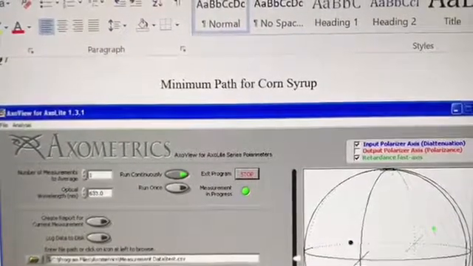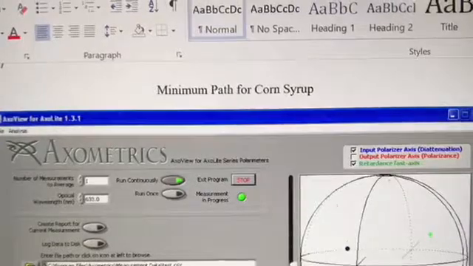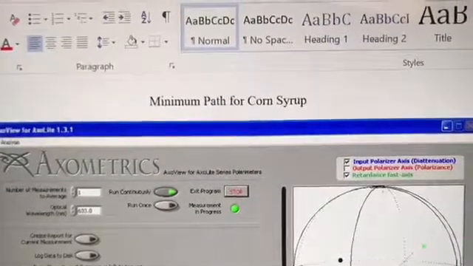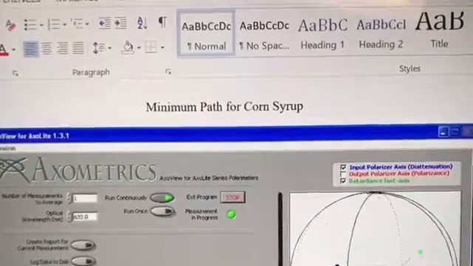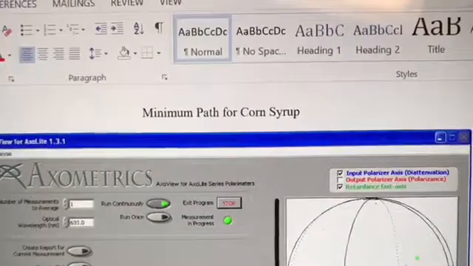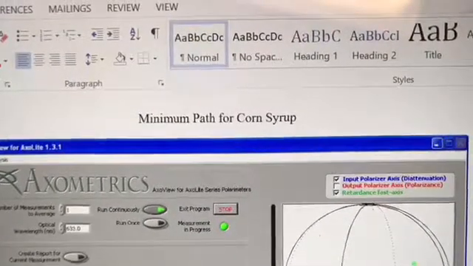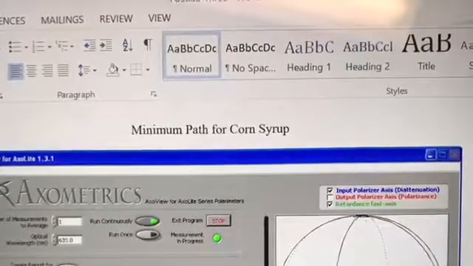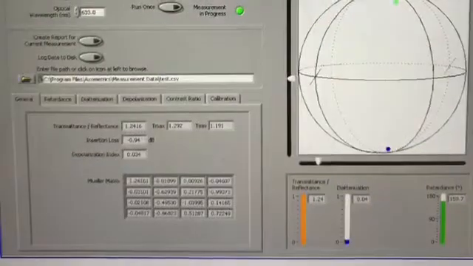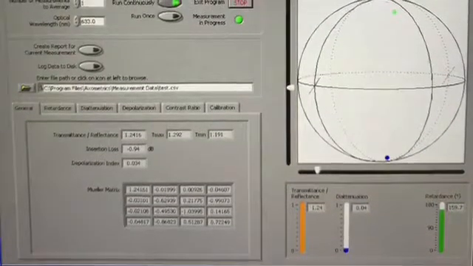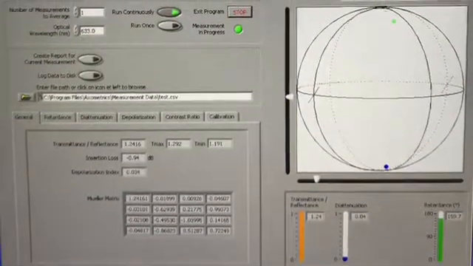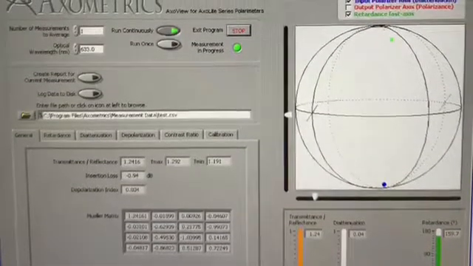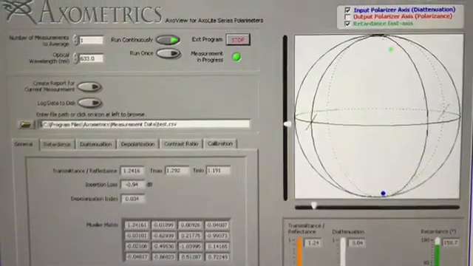So here you can see our Poincare sphere and Mueller matrices for corn syrup. For our minimum path, you can see that it's a circular retarder. This is because corn syrup is an optically active material. Therefore, the geometry of the corn syrup plays a role in how it polarizes light. Here you can see the maximum path for the corn syrup. The retardance has increased as expected, and it also demonstrates that the syrup has different indices for right-hand circular polarization and left circular polarization.